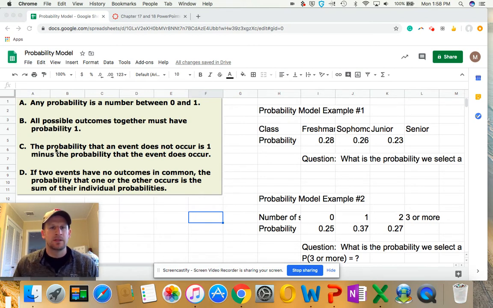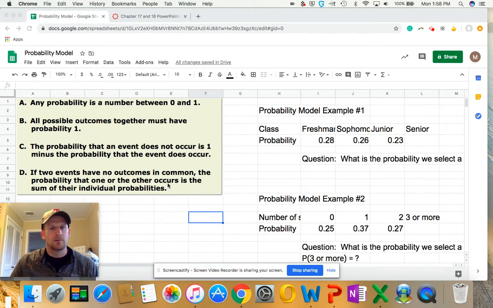Part C, the probability that an event does not occur is 1 minus the probability that the event does occur. That makes sense. We're talking in terms of a baseball game where there's no ties. It's either you win or you lose. If the probability that I win the game is 0.45, or I have a 45% chance of winning the game, 1 minus 0.45 gives me 0.55. So the probability of me losing the game is 55% or 0.55. I'm using that rule of 1 minus to figure that percentage and that likelihood out.